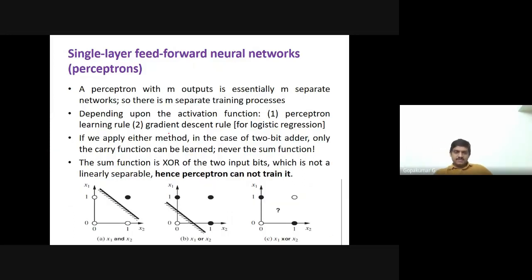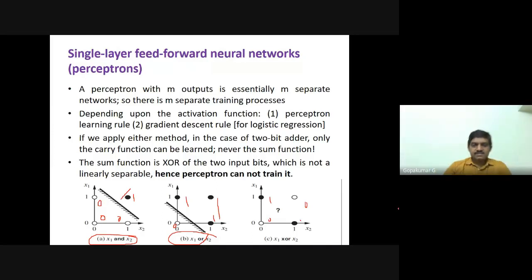Now, if you represent 1 and 0 using filled circles and empty circles, this is the AND function, and this is the OR function. The line is the decision boundary. On one side you'll have zeros and on the other side you'll have ones. The OR function is one when any of the inputs is one, so you have three ones and one zero here. And this one has two zeros and two ones, and this is the XOR function.